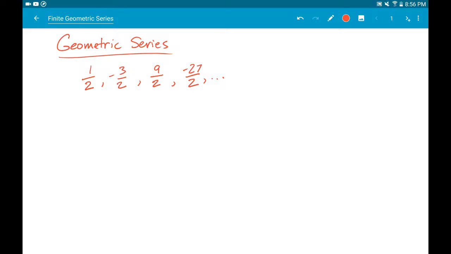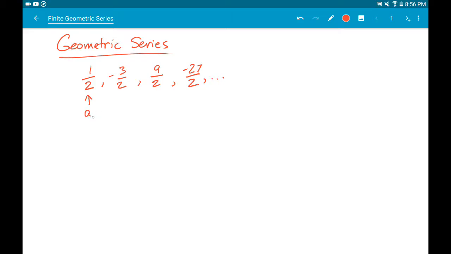This time we're going to talk about a geometric series, which is based on the same pattern as a sequence, which we have in front of us. But the series is actually going to add the terms up. So we'll jump right in. What we have here is a geometric sequence.